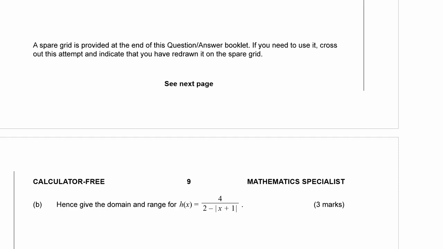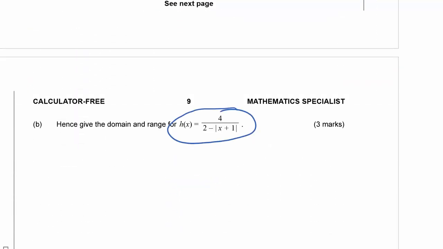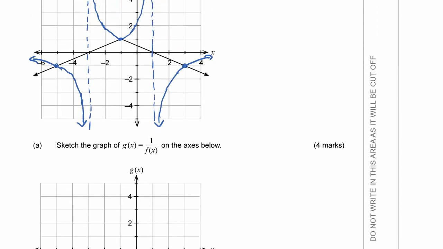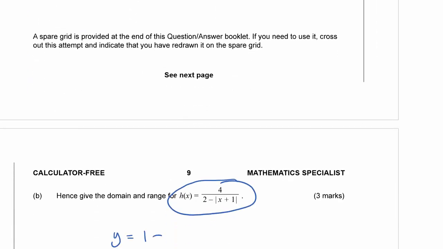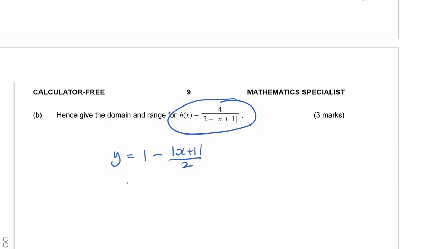We want to give the domain and range for this function just here. Now, the original function that we were given was basically y equals 1 minus mod x plus 1 over 2, which would be 2 minus mod x plus 1 all over 2.